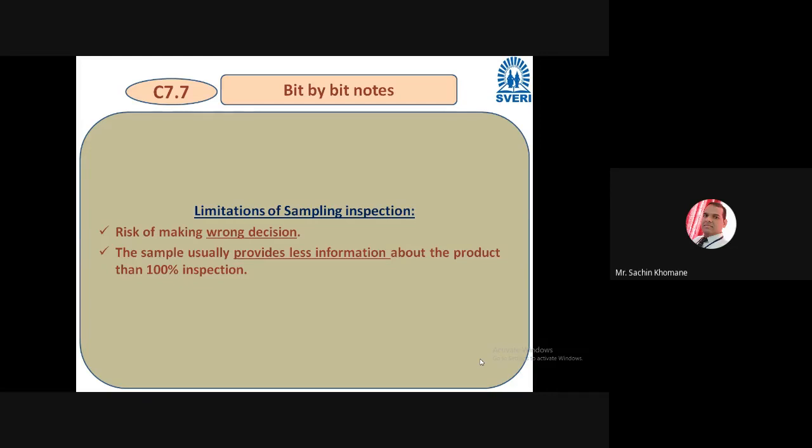100% inspection also has certain positive and negative points. This sampling also has positive and negative points. So depending on the situation, you have to decide whether to go for 100% inspection or sampling inspection. Getting?